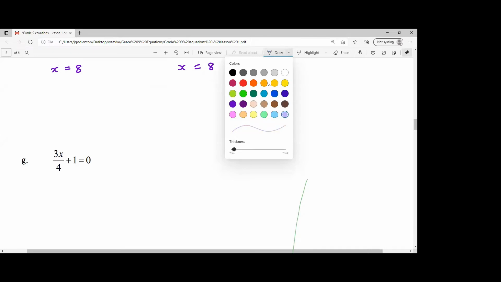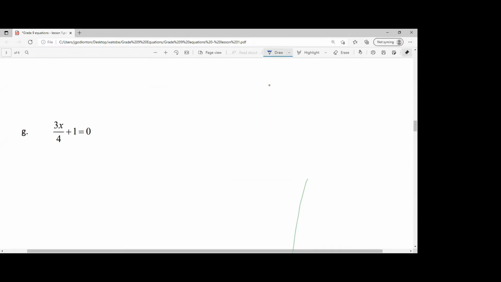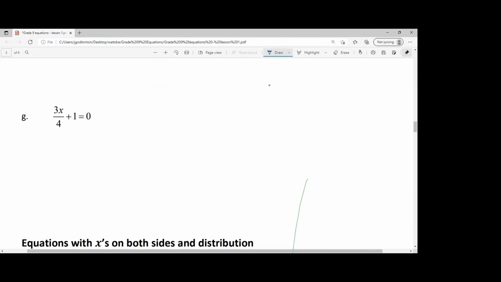Ma'am, I got the answer, I think. Okay. Can you talk me through? Okay. So we find the lowest common multiple for the sum, so it would be 4. And then I write 3x over 4 plus 4 over 4 equals 0 over 4. No, like you multiply 3 by the 4, 1 by the 4, and 0 by 4.